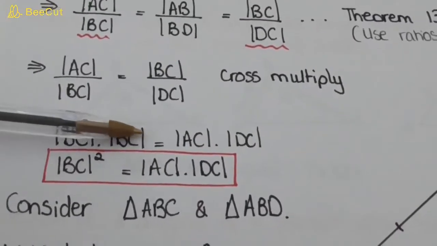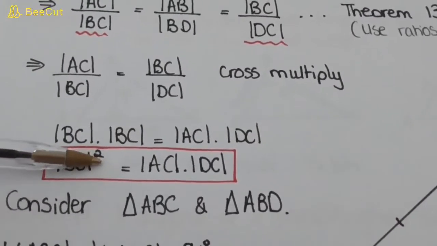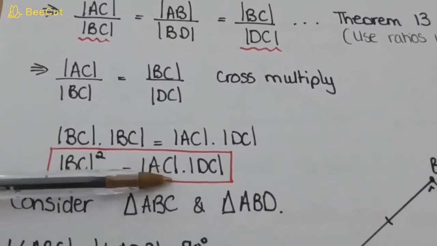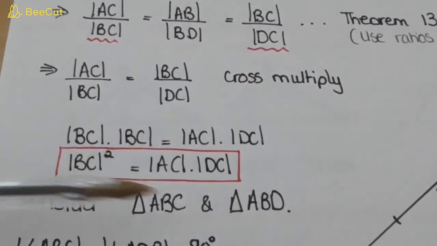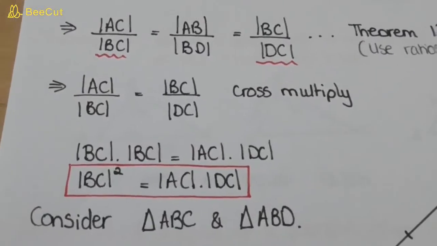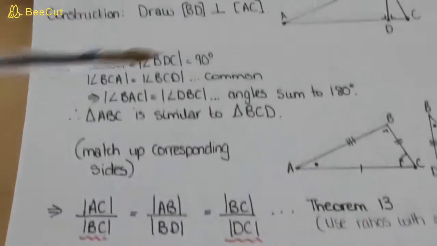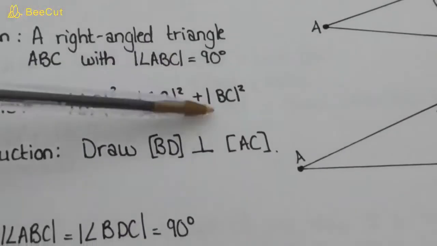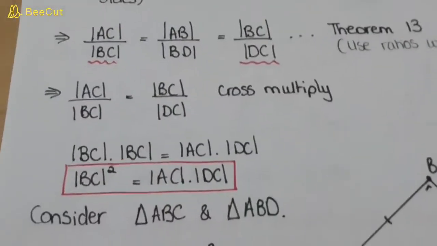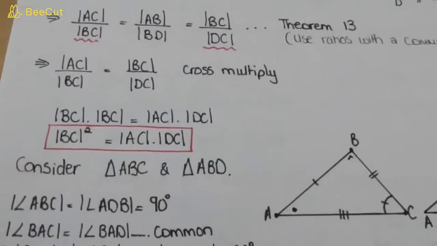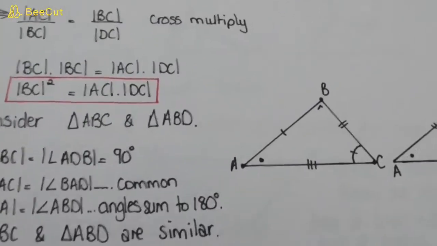BC multiplied by BC is BC all to be squared. And that now equals AC multiplied by DC. And I've put that in a box because I'll use it later on. Okay, so I now know that BC to be squared, I can use that up here. Okay, because that's what I'm trying to prove. Now, we're back to the diagram that I did my construction on. Okay, so we're back up to this.